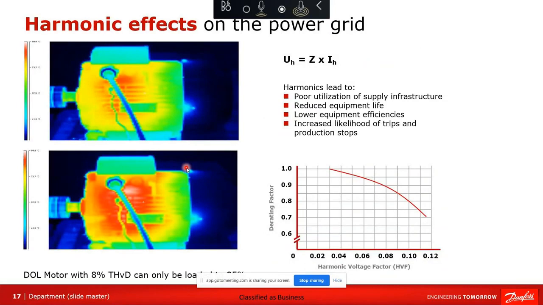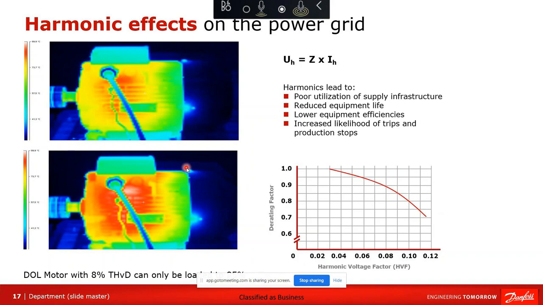So here's an example. In the upper right-hand corner, that's our voltage distortion as a function of our impedance times our current distortion. Harmonics generally lead to poor utilization of the supply infrastructure, and you can read poor utilization as losses and inefficiencies. When we talk about energy savings, we look for things to be efficient, right? Reduced equipment life, lower equipment efficiencies, increased likelihood of trips and production stops.